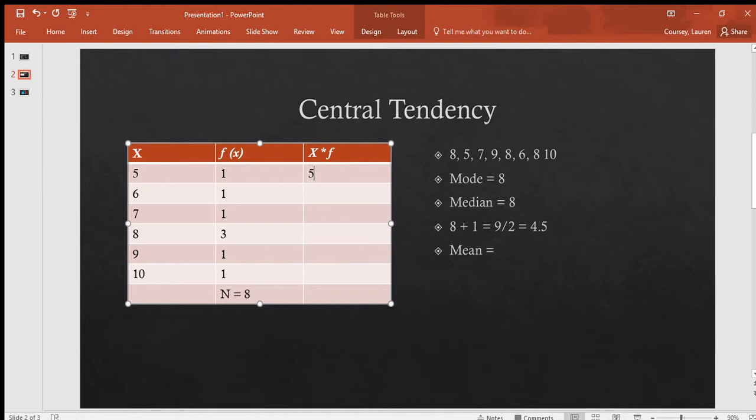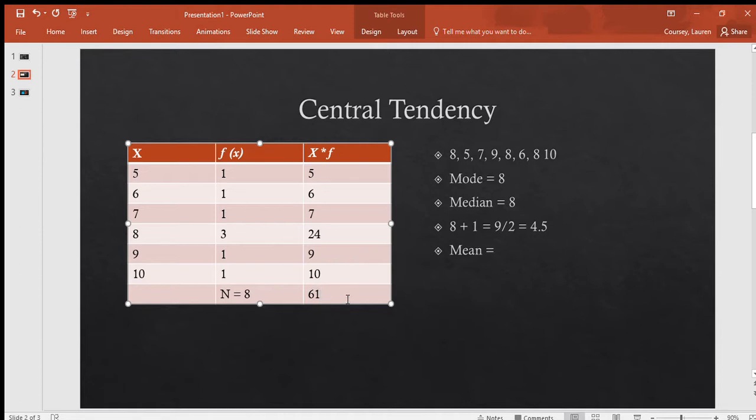So we have 1, 5. Right? 5 times 1 is 5, 6, 7. 8 times 3 would be 24. We have 9 and 10. And so then I would sum all of these together, and we should get that value of 61 that we got previously.